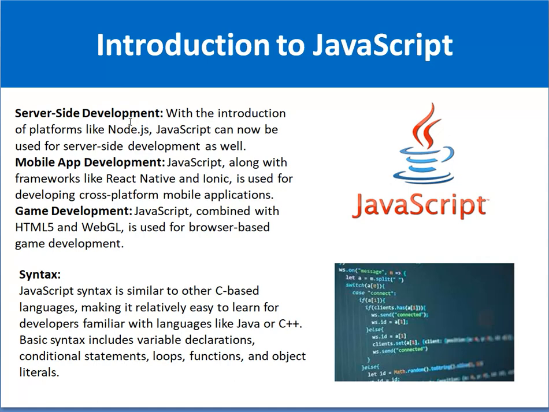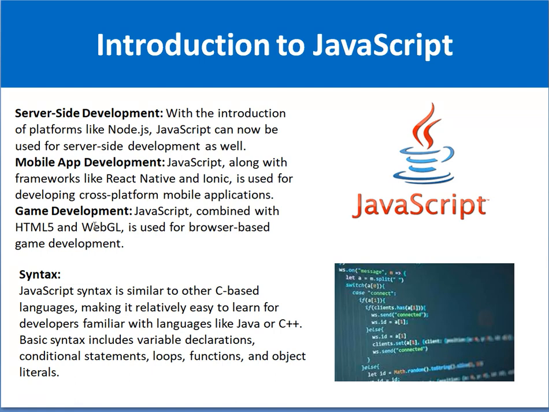JavaScript can be used in mobile app development, like React Native and Ionic, which are used for developing cross-platform mobile applications, including Android development as well. JavaScript is also used in game development by combining JavaScript with HTML5 and WebGL. It is used for browser-based game development.